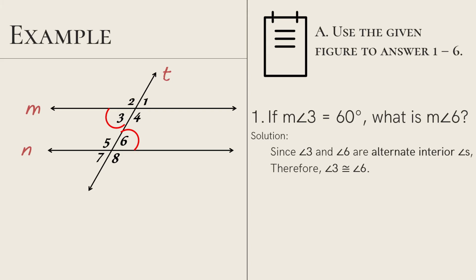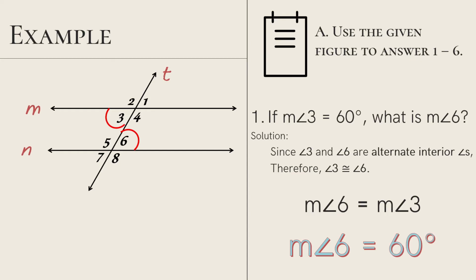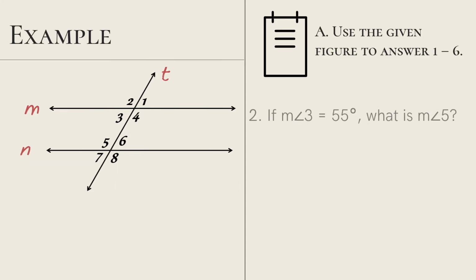Or, the measure of angle 6 is equal to the measure of angle 3, and it is given that the measure of angle 3 is equal to 60 degrees. Therefore, the measure of angle 6 is also equal to 60 degrees. Easy, right? Let us proceed to question number 2. If the measure of angle 3 is equal to 55 degrees, what is the measure of angle 5?